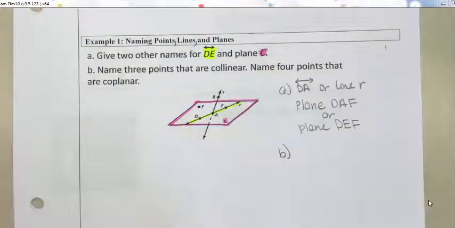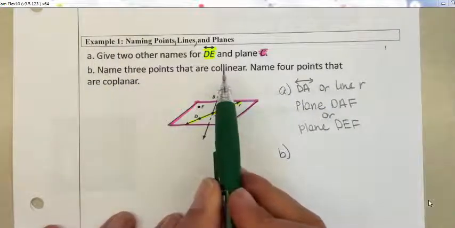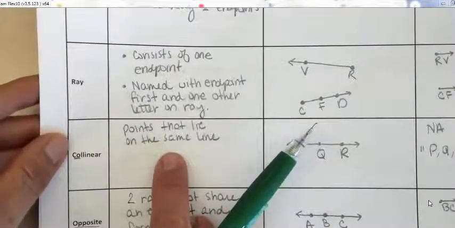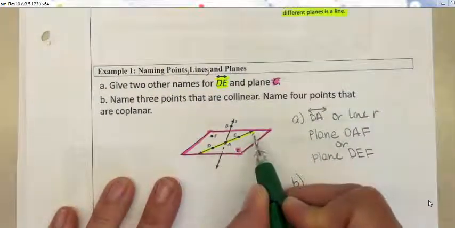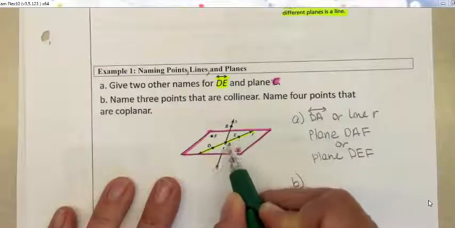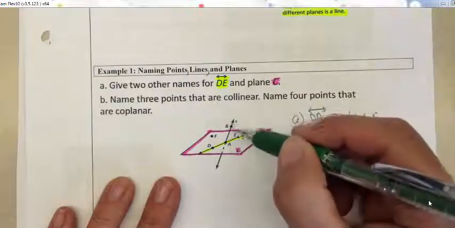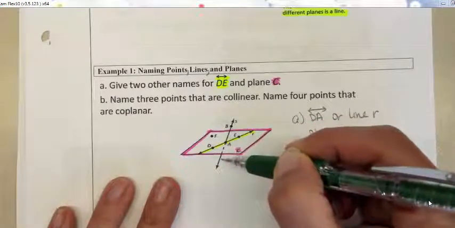Let's name three points that are collinear, meaning points that are on the same line, like P, Q, R. Well, hopefully by now that's pretty obvious to you. There are three points on this line. R is not a point. Notice there's no dot next to R. The only three points right here are D, A, E. Notice there's another line here, A, B, but there's not a third point on there. So I can't name three points there, okay?